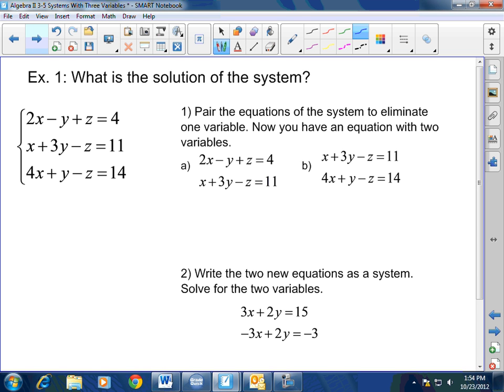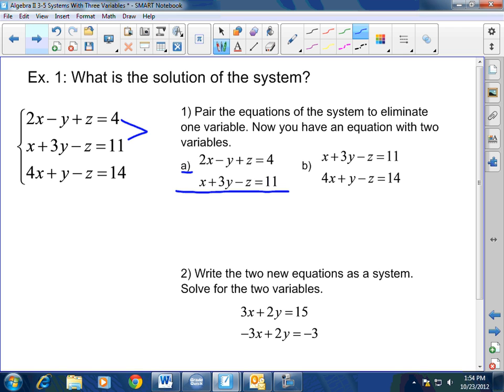Okay, first thing you're going to do, pair the equations of the system to eliminate one variable. Now you have an equation with two variables. Okay, you can pair any which ones that you want, okay? You could select these two, you could select these two, you could select these two. Doesn't matter. I like to keep things simple, okay? So unless it's obvious that I have to choose something else, which we'll see some examples of now in a little bit, I always start with the first two, okay? So I take the first two and I set up my system right there. That's A.